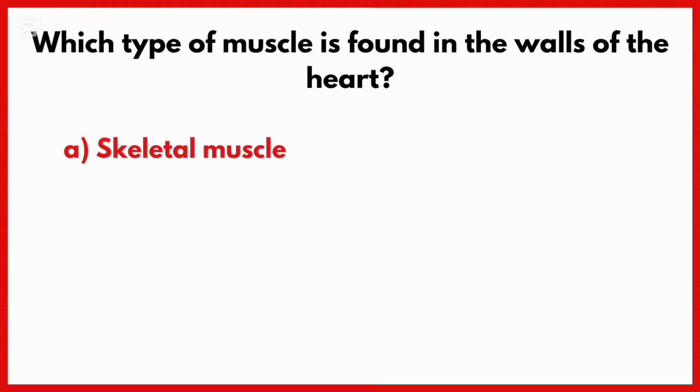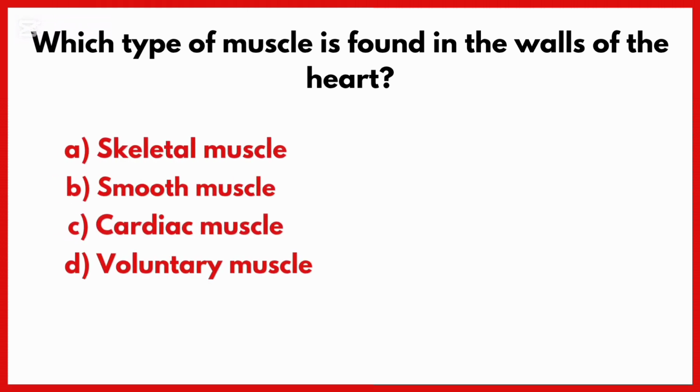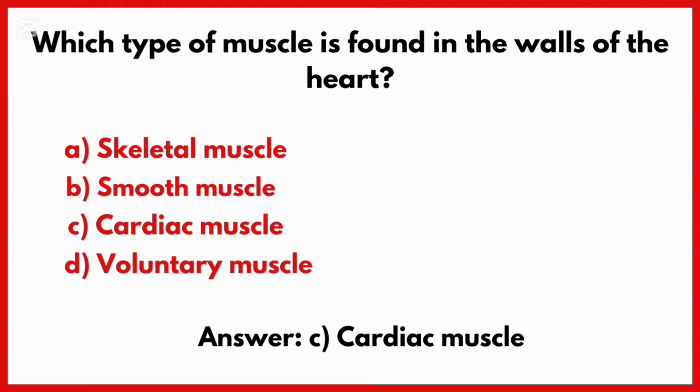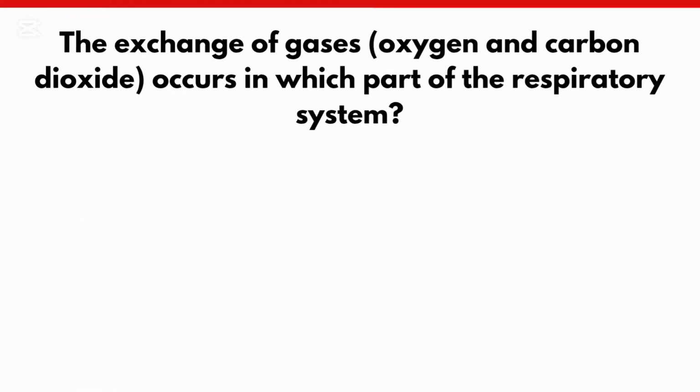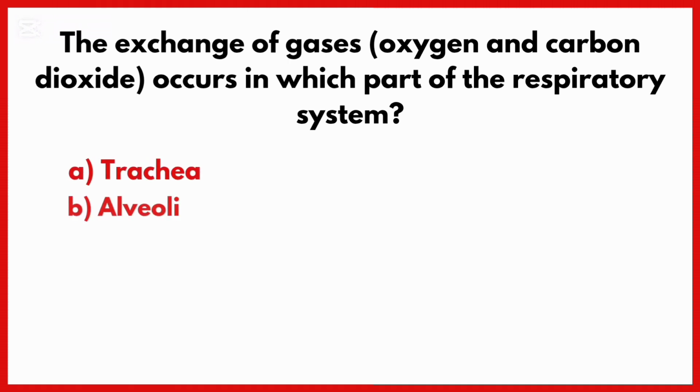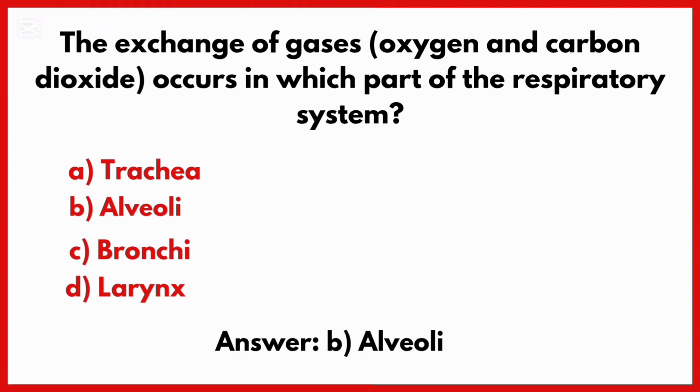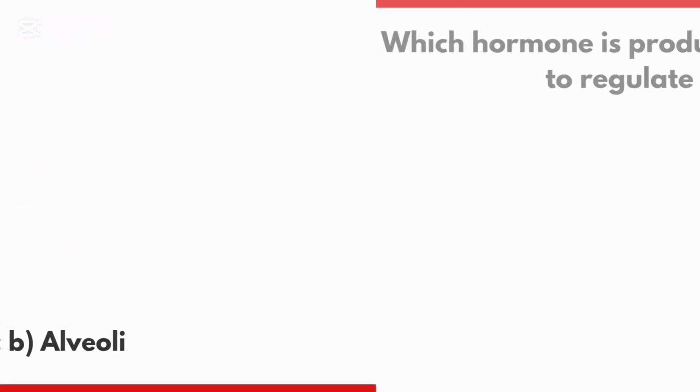Which type of muscle is found in the walls of the heart? Correct answer is option C, cardiac muscle. The exchange of gases, oxygen and carbon dioxide occurs in which part of the respiratory system? Correct answer is option B, alveoli.